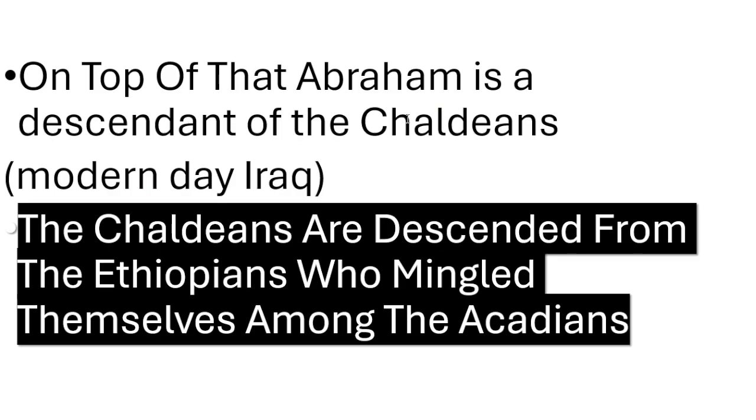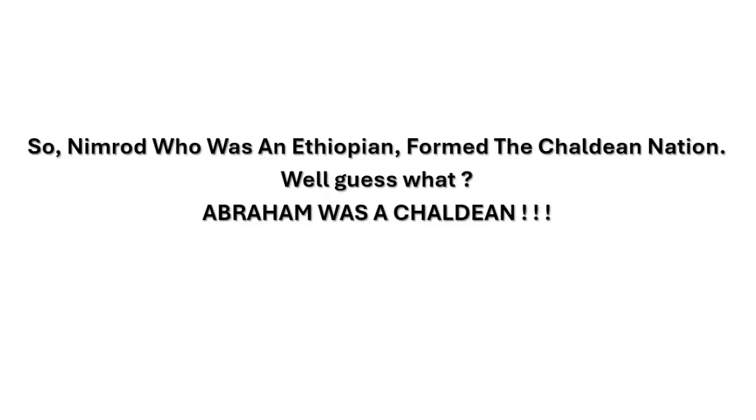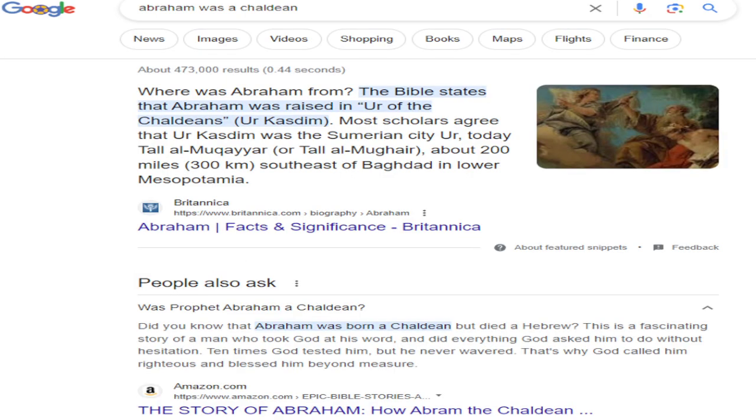Now, like I told you earlier, Abraham was a descendant of the Chaldeans, right? So let's go into this even further. So Nimrod, who was an Ethiopian, formed the Chaldean nation. Well, guess what? Abraham was a Chaldean. We'll go into that. Even if you ask Google, where was Abraham from? The Bible states that Abraham was raised in Ur of the Chaldeans. Abraham, he was a Chaldean. Did you know that Abraham was born a Chaldean but died a Hebrew? So Abraham was a Chaldean. Mind you, the Chaldeans were created by an Ethiopian man known as Nimrod when he conquered the Akkadians.